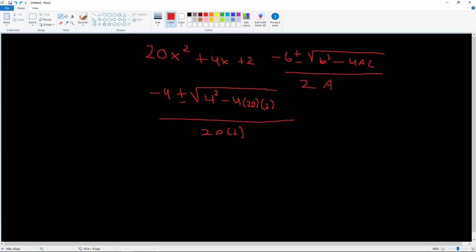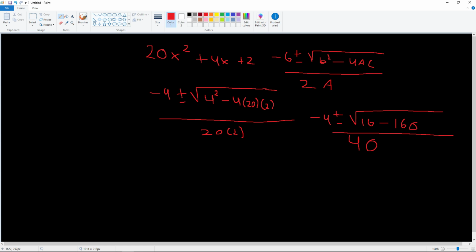So when we simplify this, we will get 40 over negative 4, nothing changed there, can't simplify yet. Still under the square root, 4 squared, that's just 16, minus 4 times 20, that's 80, times 2, 160, minus 160. So as stated before, we'll have an imaginary solution, so a negative under the square root, that's about right.